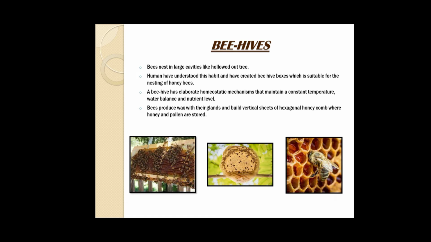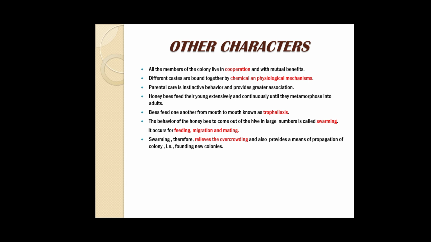Beehives. Bees nest in large cavities like hollowed out trees. A beehive has elaborate homeostatic mechanisms that maintain a constant temperature, water balance, and nutrient level. Bees produce wax with their glands and build vertical sheets of hexagonal honeycomb where honey and pollen are stored. Some other characters are: the members of the colony cooperate with each other with the help of chemical and physiological mechanisms. Honeybees feed their young continuously until they metamorphose into adults. Bees feed one another from mouth to mouth, and this process is known as trophallaxis. Swarming occurs for feeding, migration, and mating. Therefore, swarming relieves the overcrowding.